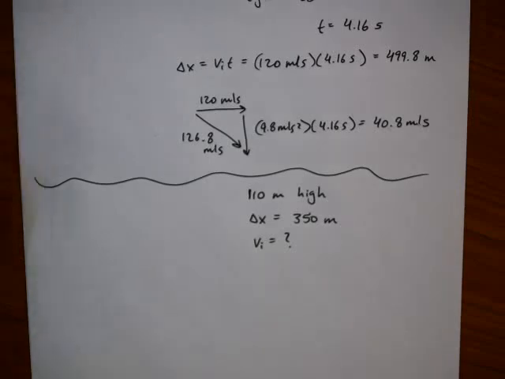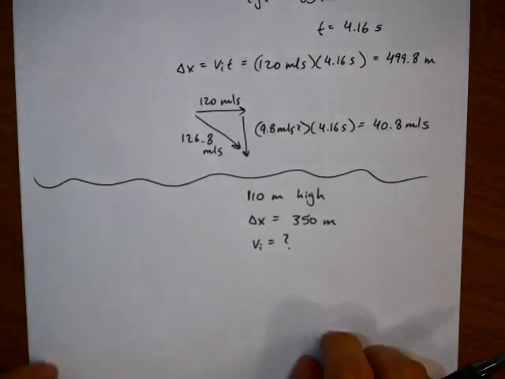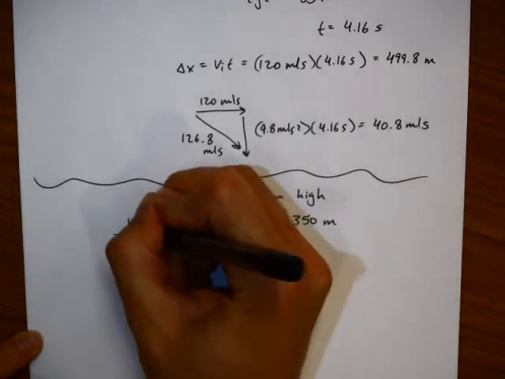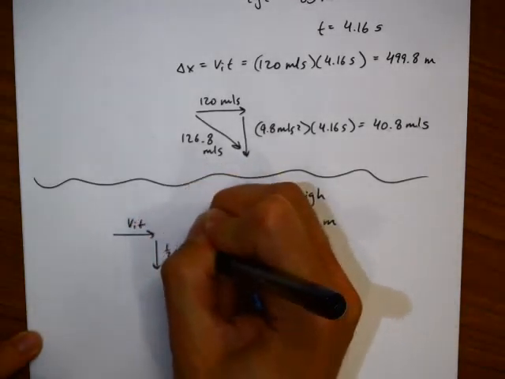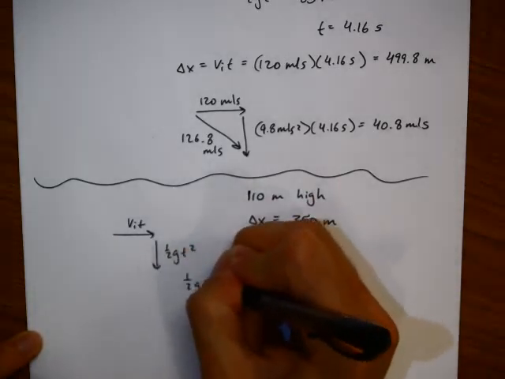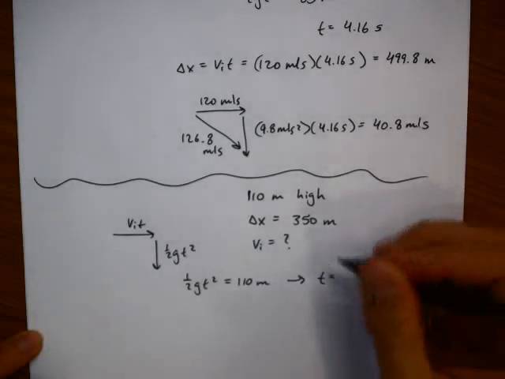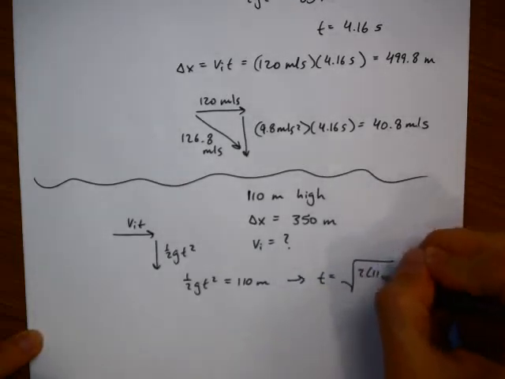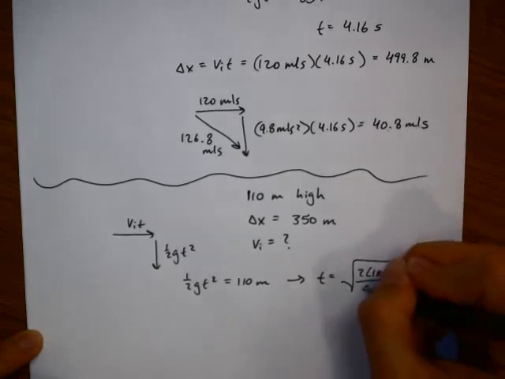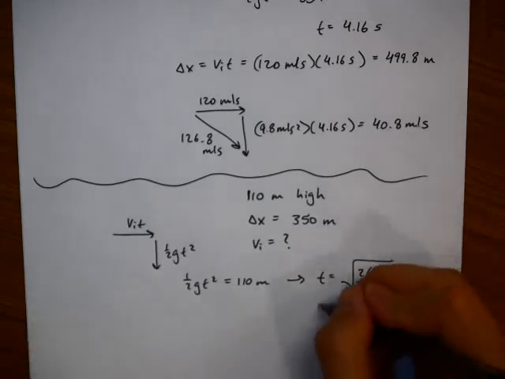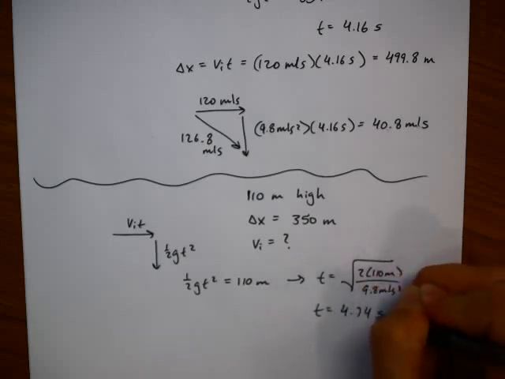Well, we can easily figure out how long it takes to land based on the height alone. Okay? We draw our picture and say that 1/2 gt squared equals 110 meters. You can solve for t and you get 2 times 110 meters over 9.8 meters per second squared. Take the square root. We get 4.74 seconds.